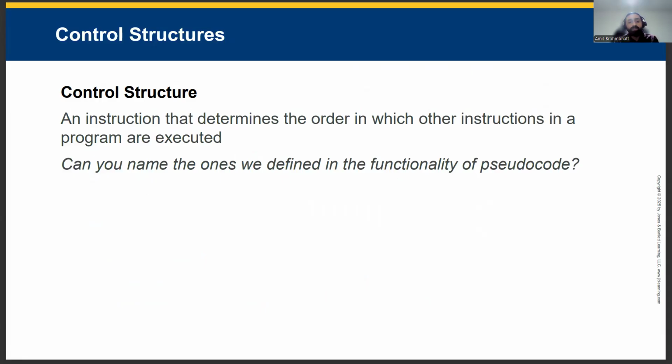Control structures. It's a mechanism that determines the order in which instructions execute in a program. It asks you to recall the control structures defined earlier when discussing pseudocode functionality. These include sequence, selection, and repetition. Sequence refers to executing statements in order. Selection allows branching based on conditions, and repetition enables looping through statements multiple times.